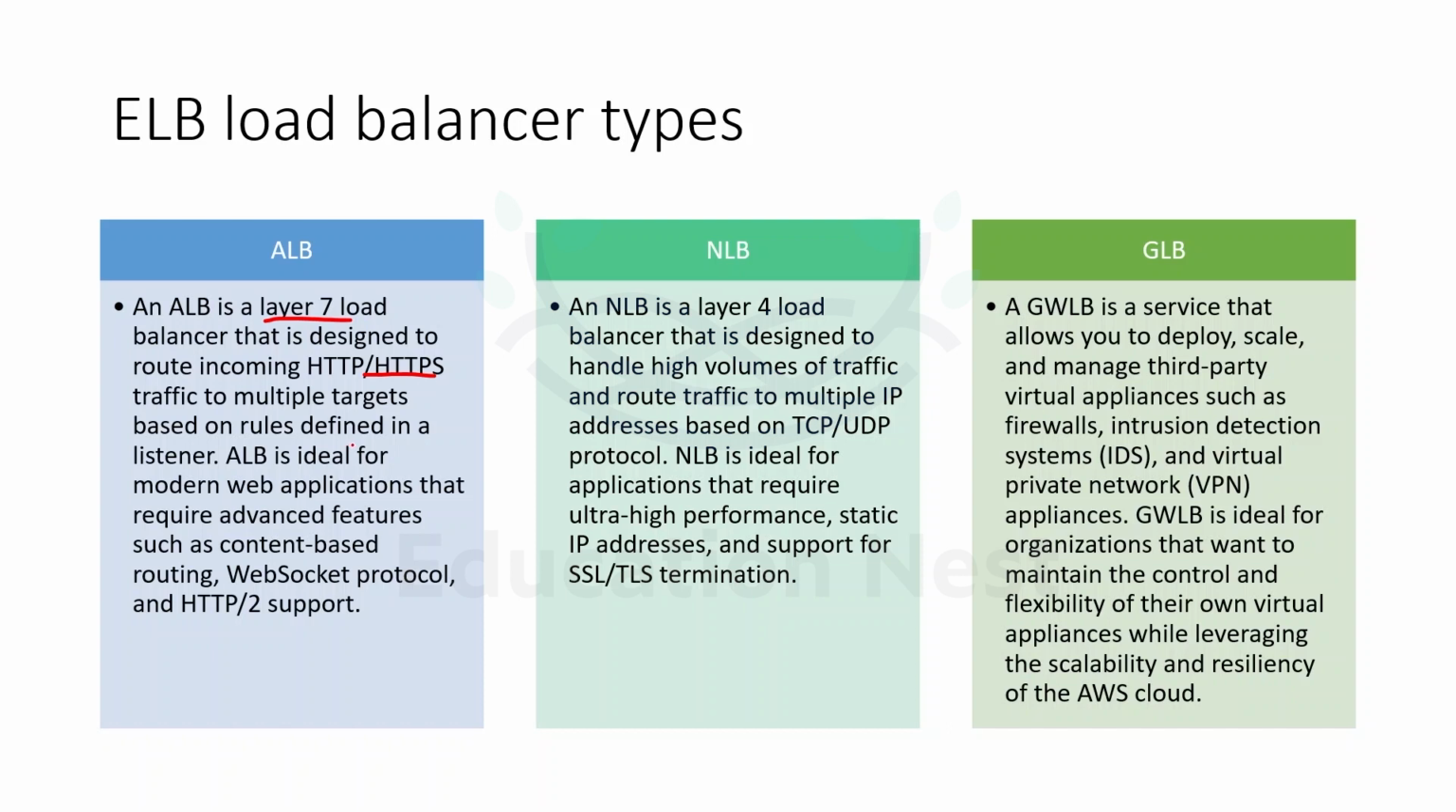Content-based routing means ALB can route the incoming traffic to different targets based on application content such as URL path, host name, HTTP header, or any kind of query string parameter that can be attached. So according to these parameters, or according to this content, it can route the traffic to different targets.